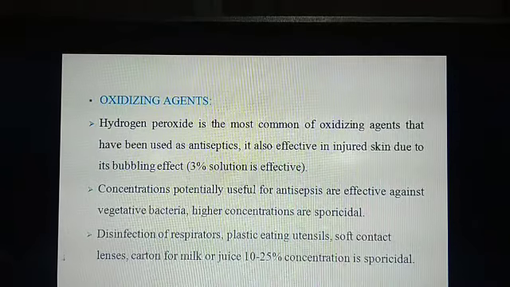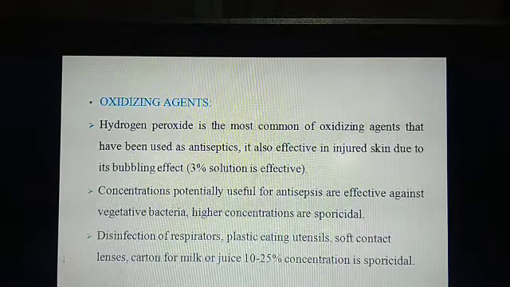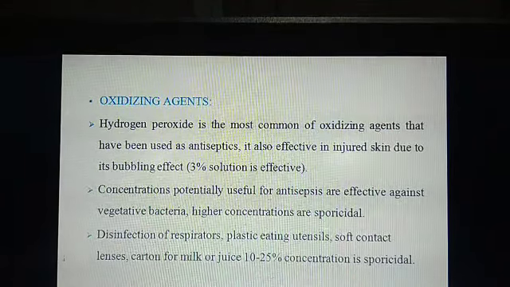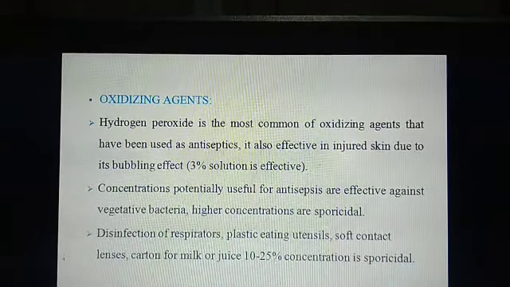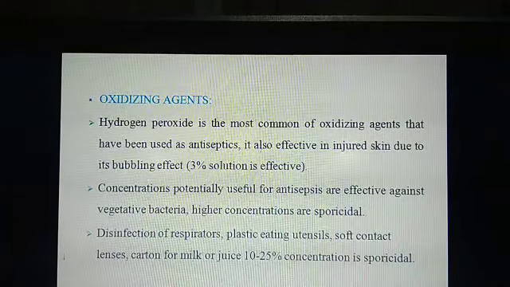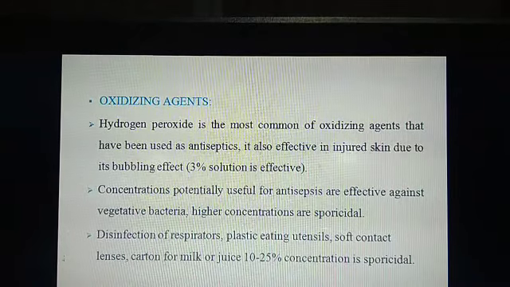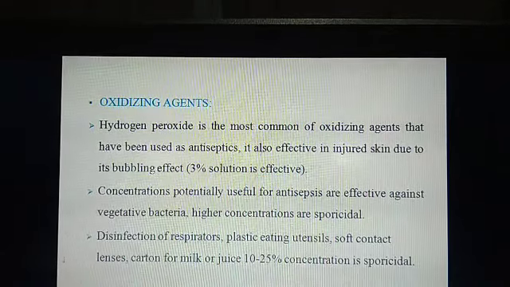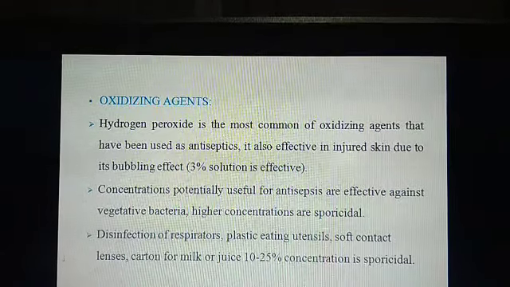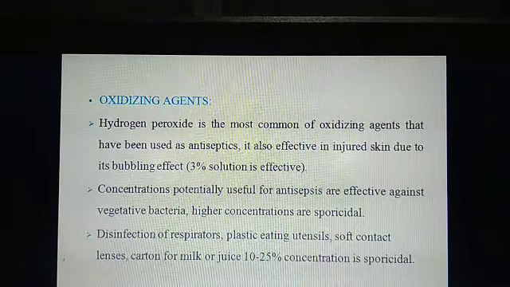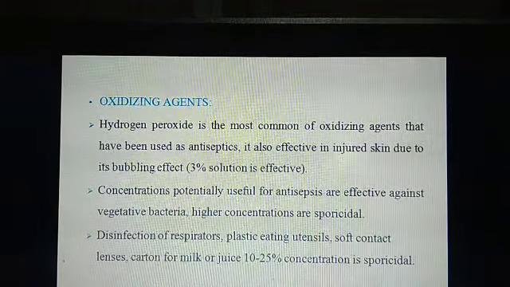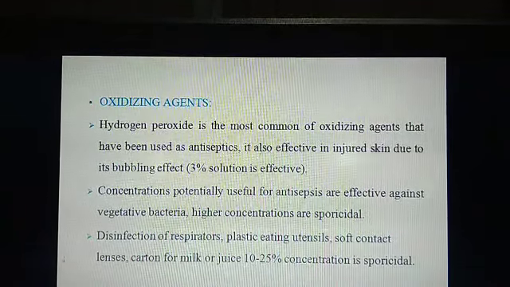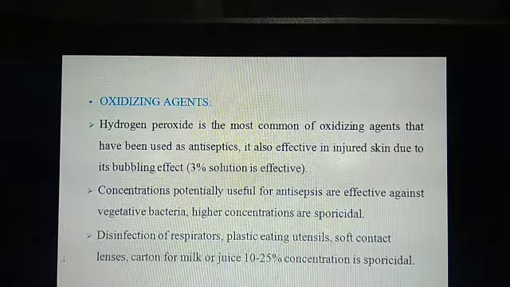Concentrations have some bearing on its antiseptic activity, and it is effective against vegetative bacteria at higher concentration. It can also act as a sporicidal. Then for disinfection of respirators, plastic eating utensils, soft contact lenses, and cartons for milk or juices, a 10 to 25% concentration is sporicidal.